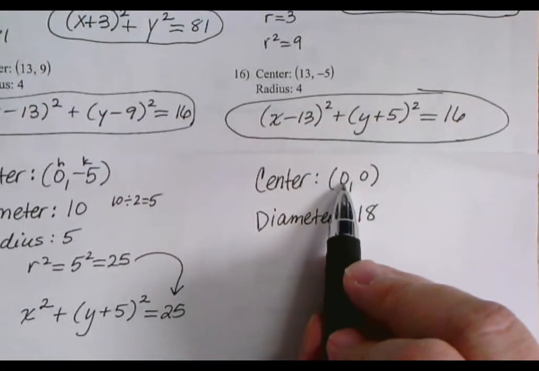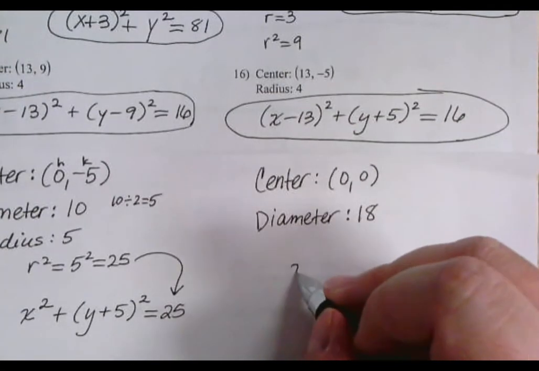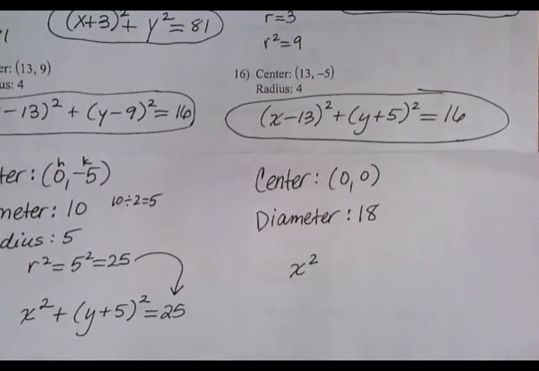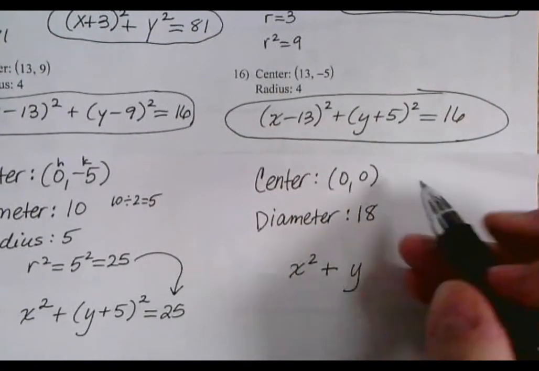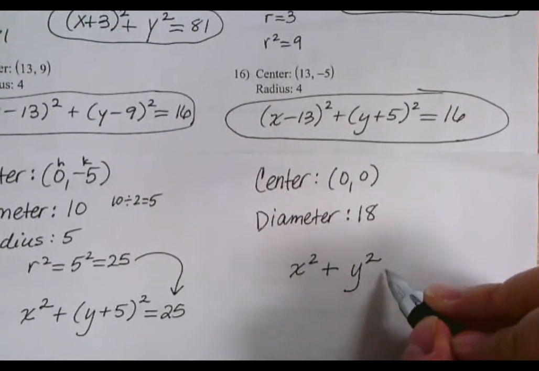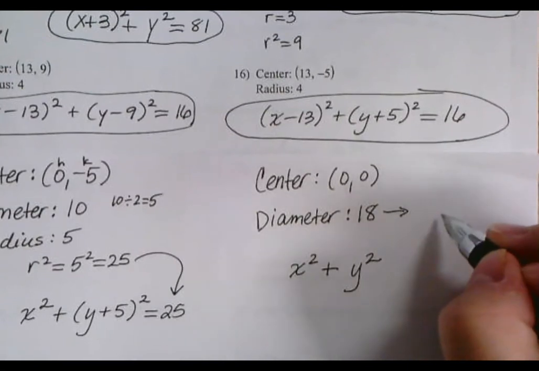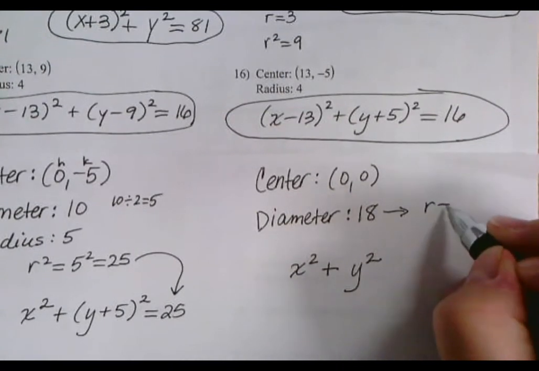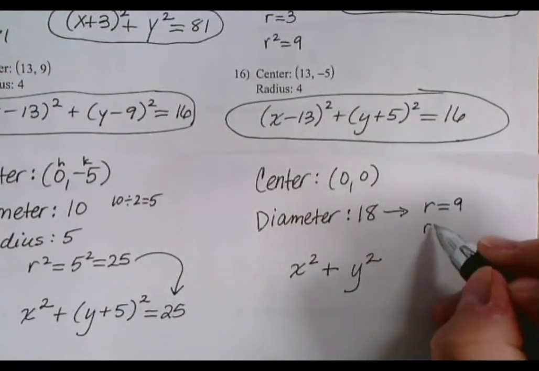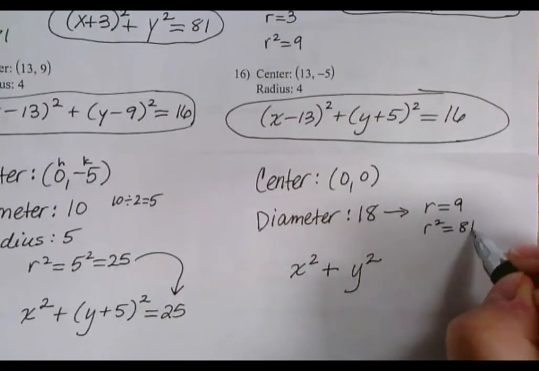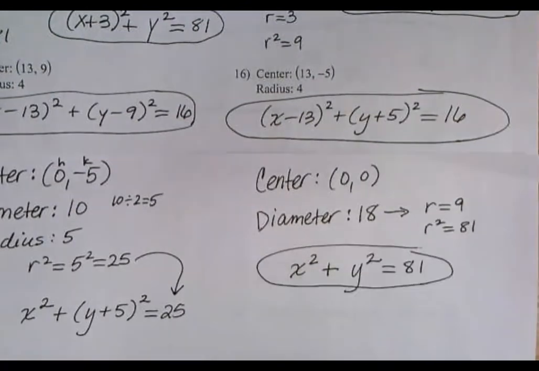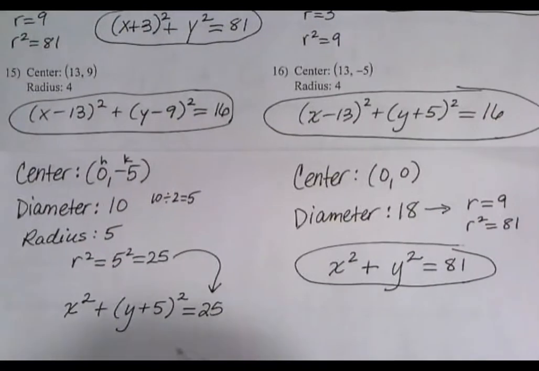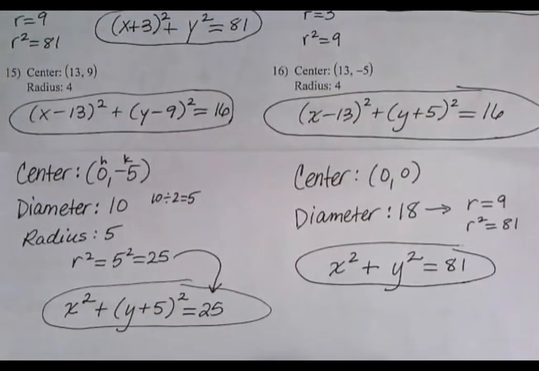So this is x minus 0 squared. x minus 0 squared just becomes x squared. Plus y minus 0 squared just becomes y squared. Now if the diameter is 18, that means the radius, half of that, is 9. That means the radius squared is 9 squared, which is 81. And there's my equation. And we didn't circle this one, so let me go back and circle this one.